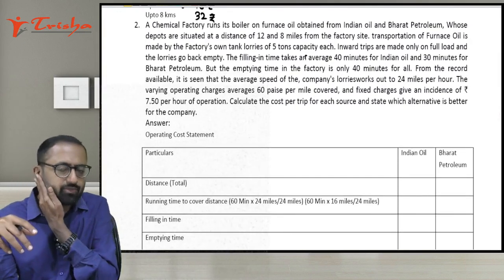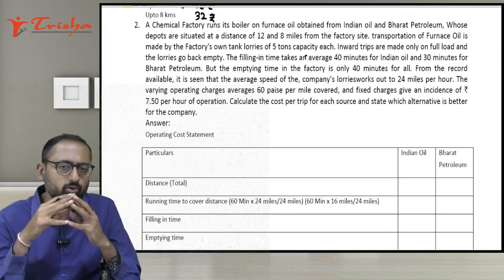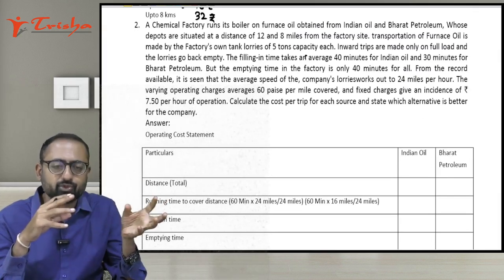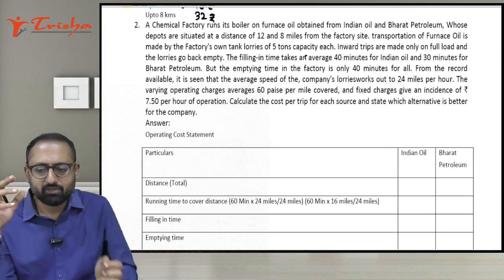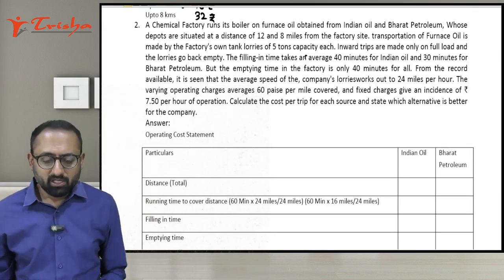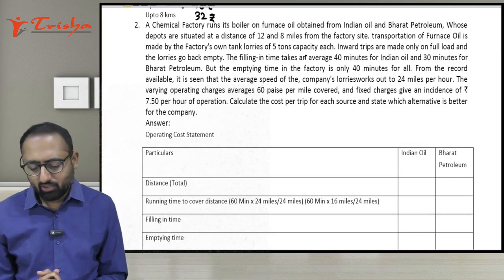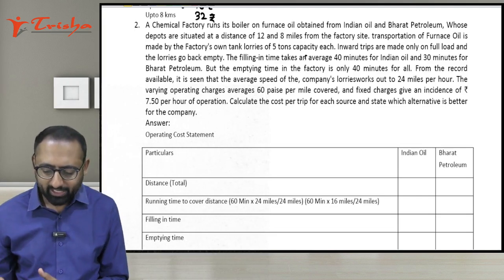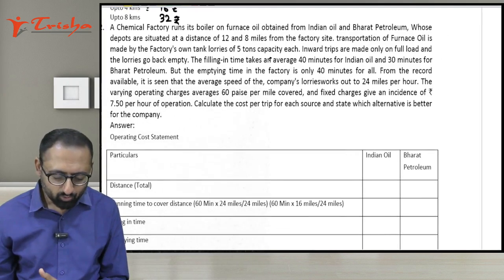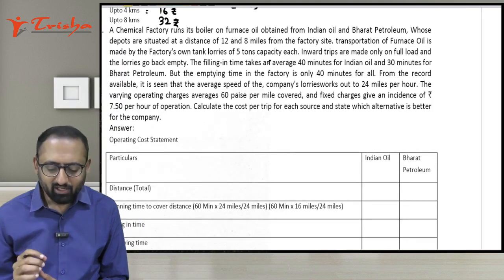Mark the second question, very important in so many examinations. In the old syllabus and new syllabus also, this type of question is repeated, so it is very important from your exam point of view. A chemical factory runs its boiler on furnace oil obtained from Indian Oil and Bharat Petroleum, whose depots are situated at a distance of 12 and 8 miles from the factory site.